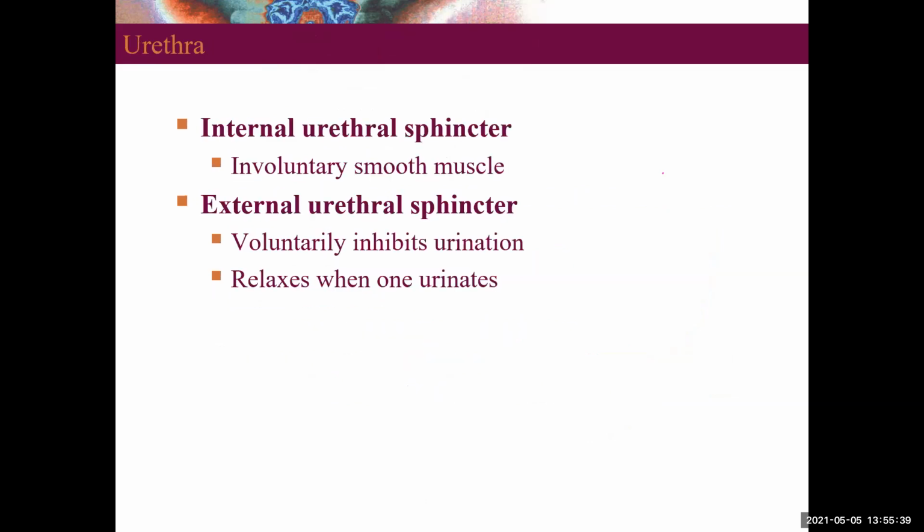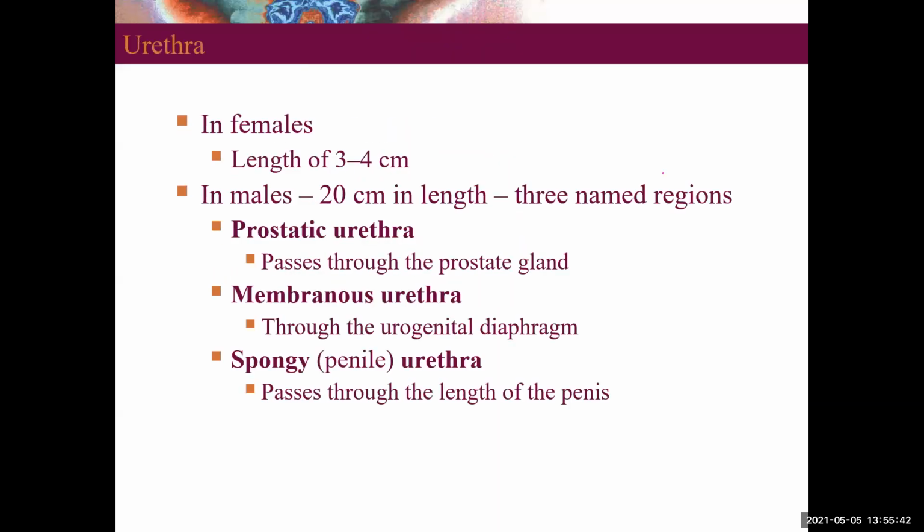Urethra, we talked about it. Okay. So the female urethra length is 3 to 4 centimeters, the male is 20 centimeters long, and has 3 regions. We talked about it.